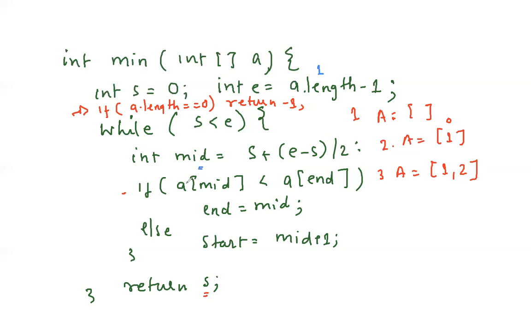So we find the mid. Mid will be 0 plus 1 divided by 2, which is equal to 0, right? Mid will be 0. Is A of mid less than A of end? Yes. So our end will become mid. So end will come here, which is 0, right?